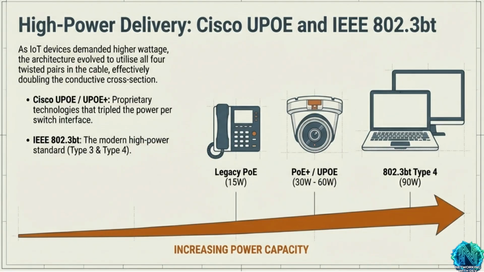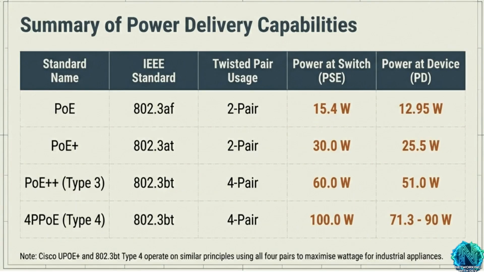Look at the progression on your screen. We've moved from 15 watts for legacy phones, up through 30 to 60 watts for UPoE cameras, and now all the way to 90 watts, with 802.3BT Type 4. This is enough to power not just cameras, but laptops, LED lighting systems, and even large digital displays. With the ability to deliver nearly 100 watts over a single data cable, the distinction between a network and electrical cable has officially disappeared. We've traveled from the basic desktop phone to high-power industrial appliances.